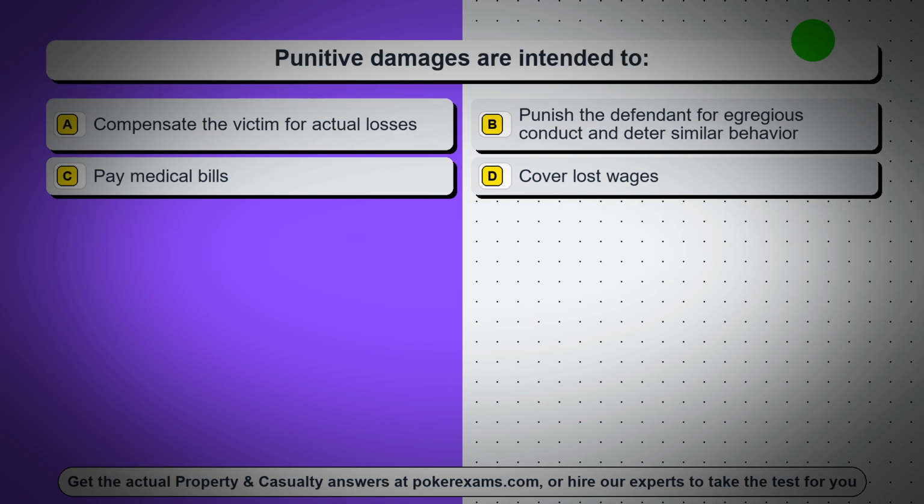Question 13. Punitive damages are intended to: Option A, compensate the victim for actual losses. Option B, punish the defendant for egregious conduct and deter similar behavior.